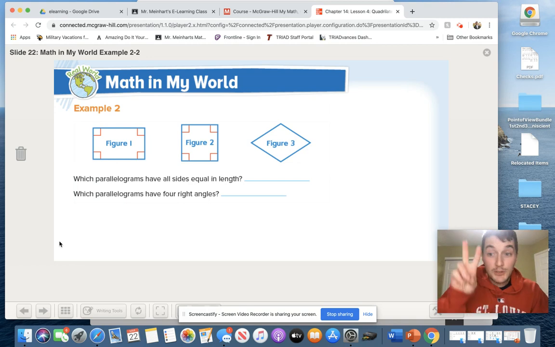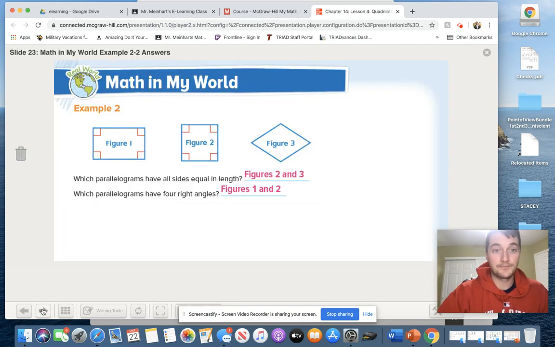So on example number 2, which parallelograms have all sides equal in length? Now again, if you have a ruler, use your ruler. If you don't, get your handy dandy piece of paper, your handy dandy marker or pencil, put the paper up to the sides here and mark where the beginning is and the ending is, and then try to figure out which shapes here all have sides that are equal lengths. Then next, which parallelograms have 4 right angles? Pause the video. Go ahead and figure that out.